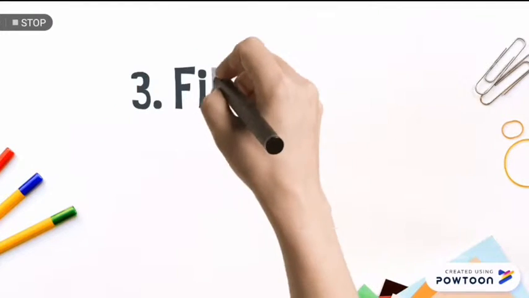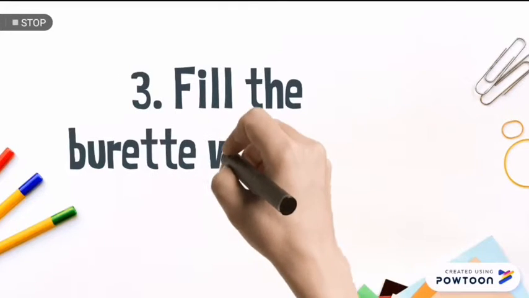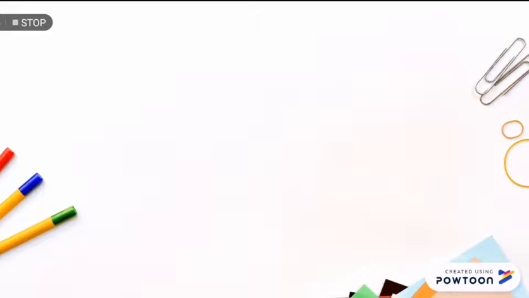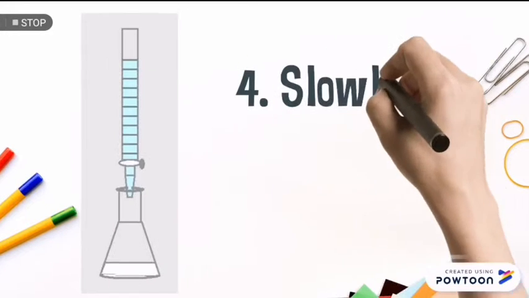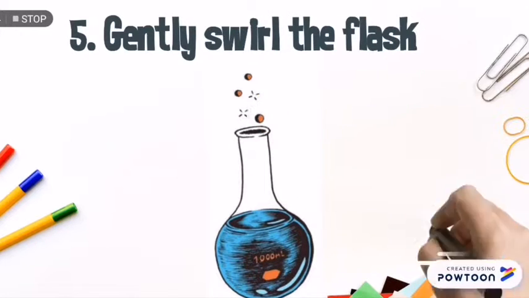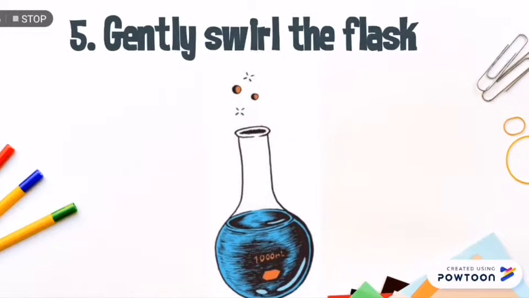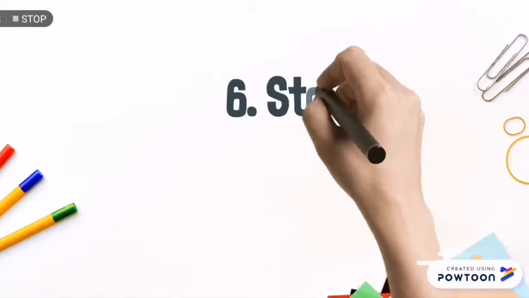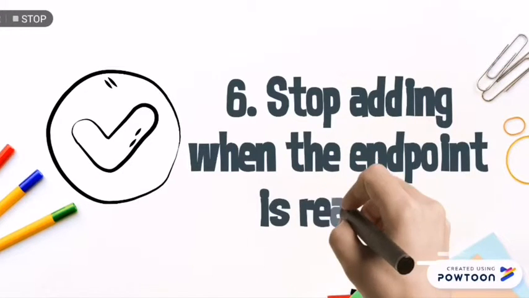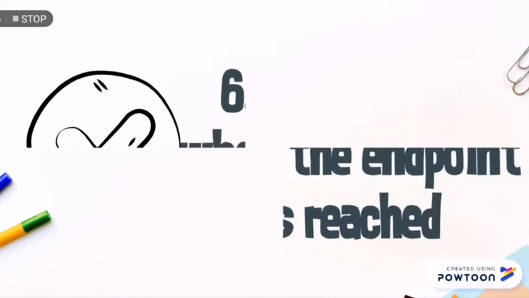Third, fill the burette with the titrant and make sure that it is leveled off at exactly 0. Fourth, slowly add the titrant to the analyte in the flask. Fifth, gently swirl the flask or use a stir plate to mix the solution. Sixth, stop adding when the reaction is complete. In other words, when the endpoint is reached.